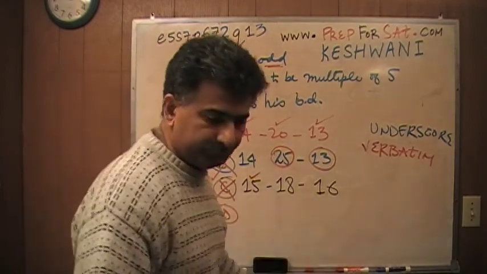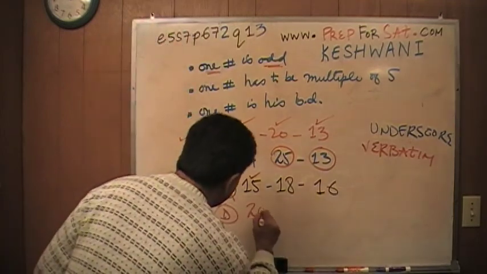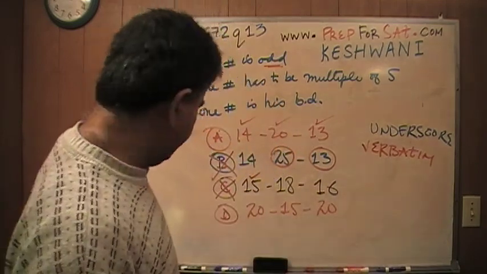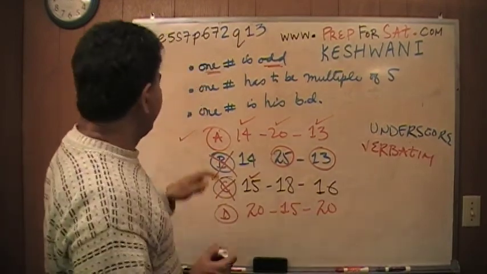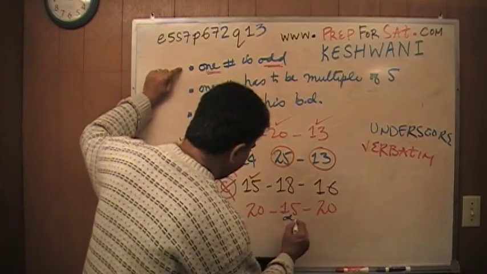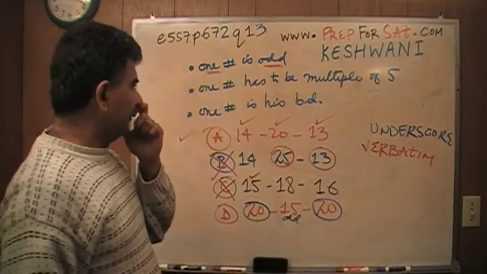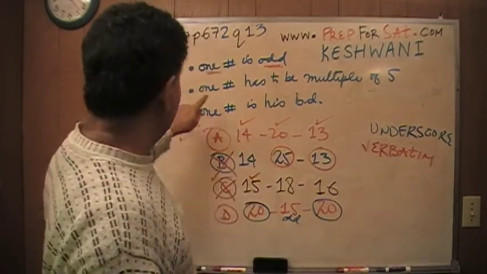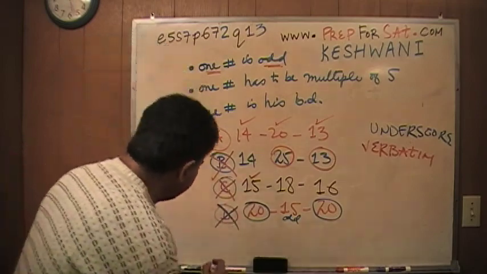D says 20, 15, and 20. Do you see a problem? Yes, I see a problem. I see many problems with this answer choice. One problem is that I have an odd number, which is true. This is odd. Let's count this as odd. But then I have two numbers which are multiples of 5. Only one number has to be a multiple of 5. This is no good.